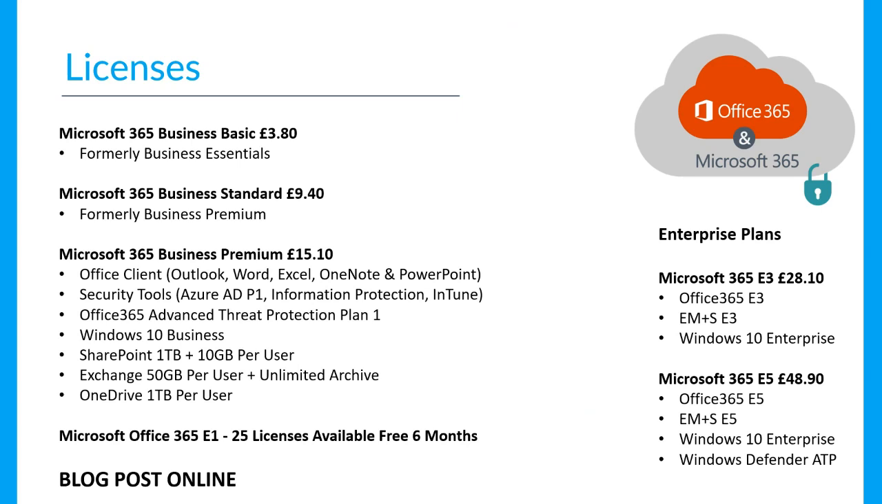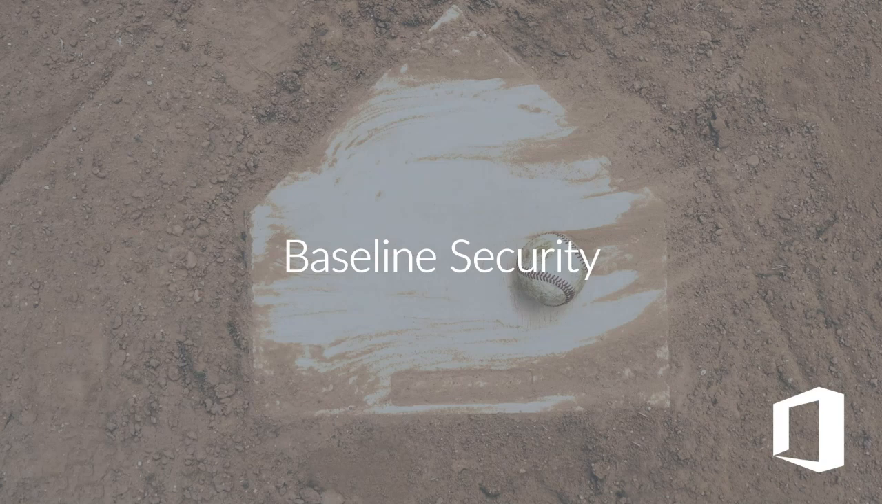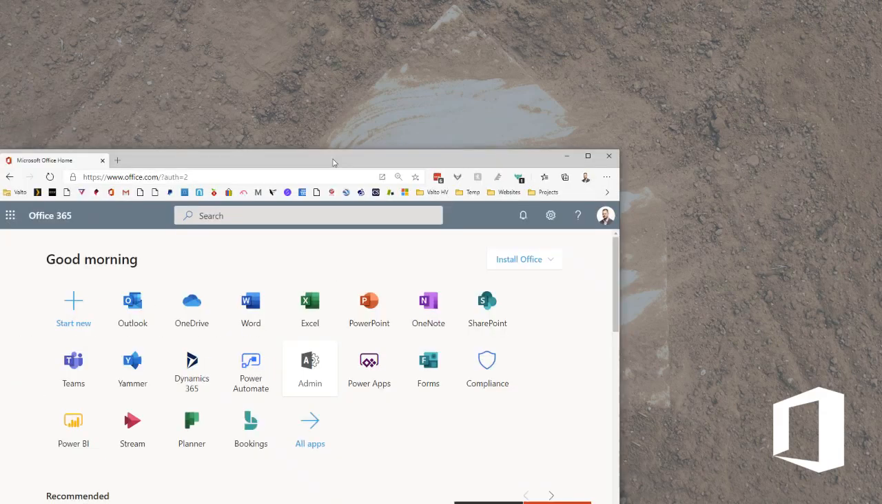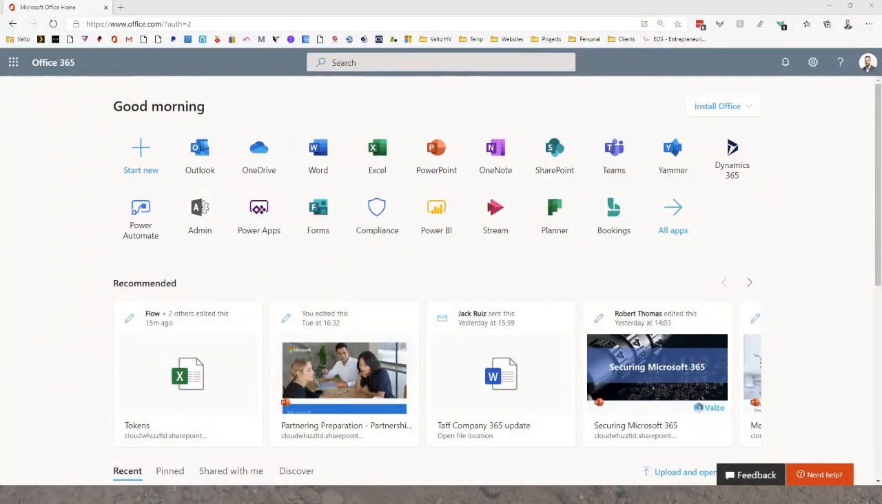So the first thing that I wanted to cover off is what is available to us out of the box. If I don't have a security add-on such as EM&S or Microsoft 365 Business Premium, what can I do to secure my environment? We're just going to go into a live demonstration and show exactly how these tools work and where you can find them.